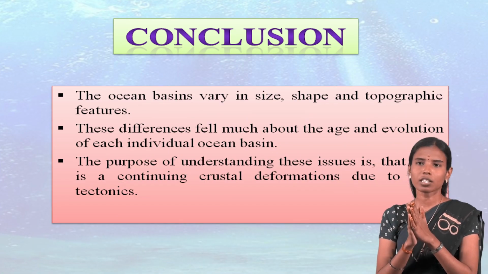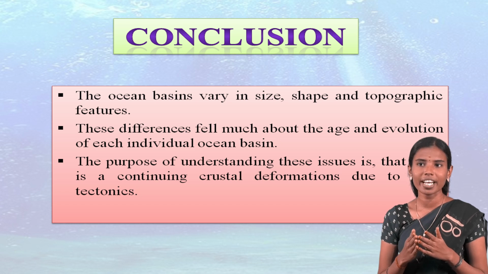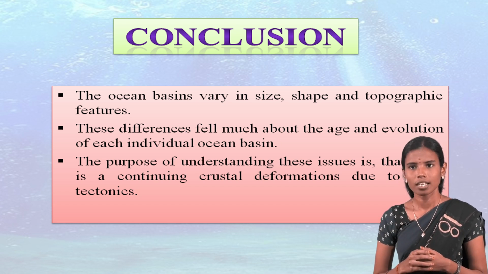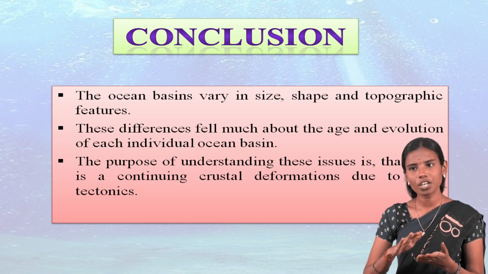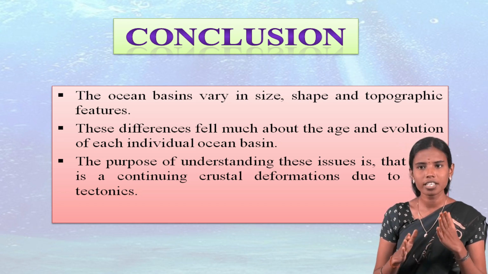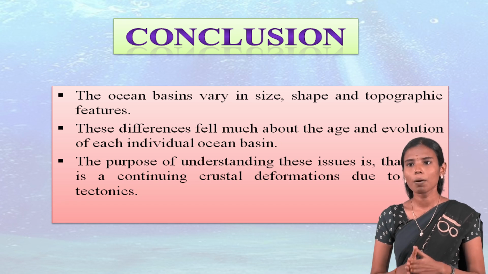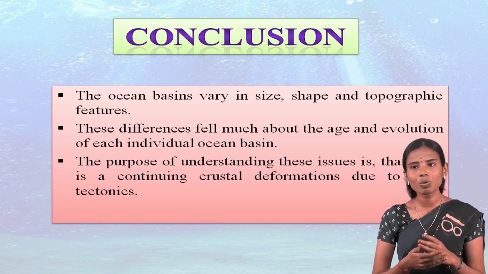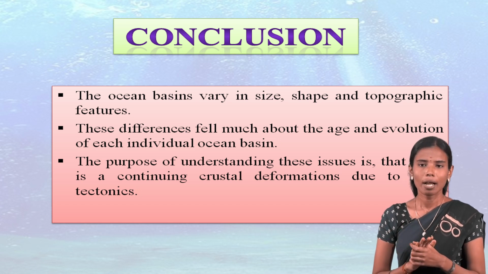Then finally, conclusion. The ocean basins vary in size, vary in shape and in topographic features. These differences tell much about the age and the evolution of each individual ocean basin. The purpose of understanding this issue is that there is continuing crustal deformation due to plate tectonics.